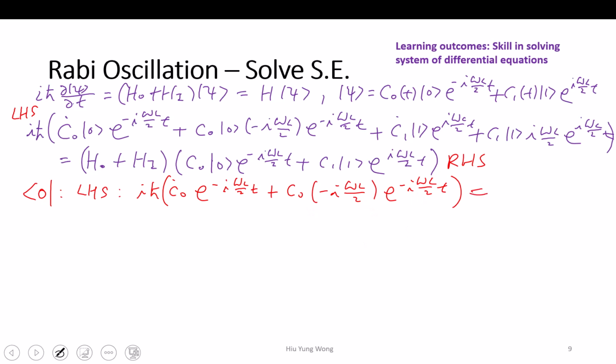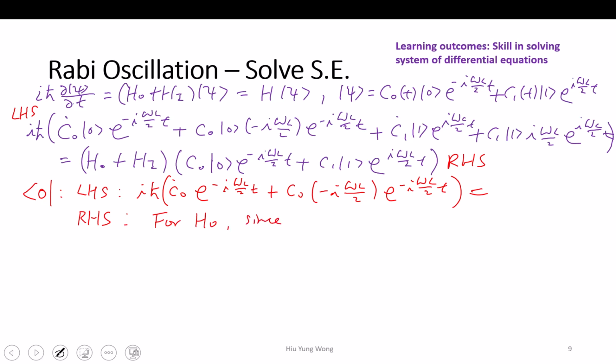And this one must equal the right-hand side, right? What is the right-hand side when I apply 0 to it? Now, this is pretty troublesome, so let me spend some space to discuss this. You have many cross terms, right? You have H0 to here, H0 to here, and then HI to here and HI to here as contributions.